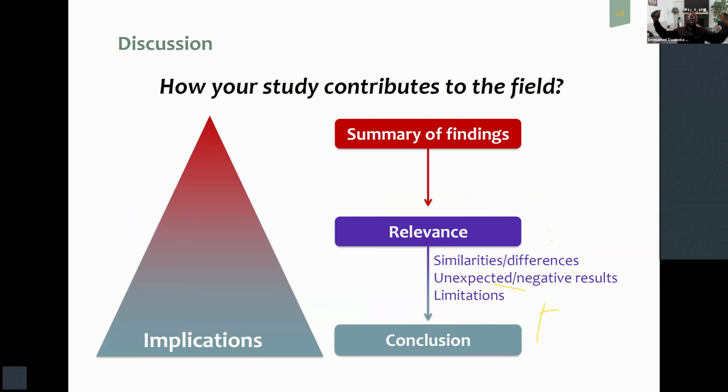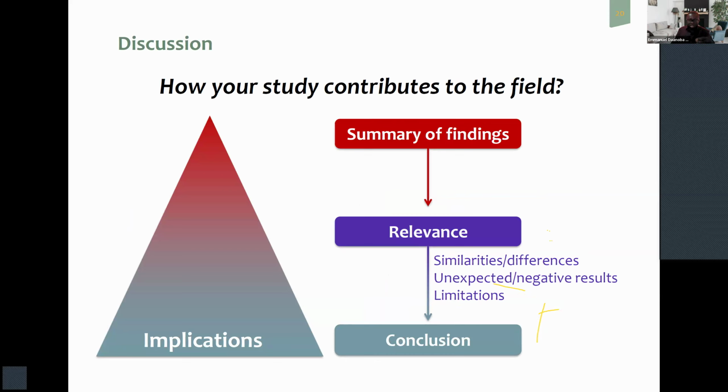Then the discussion: how your study contributes to the field, summary of findings, the relevance. Here you are looking at similarities. You will be comparing your work with previous studies. That is another aspect of discussion, comparative analysis. You compare what you have done with the findings of previous research. Then you can come out with similarities and differences.